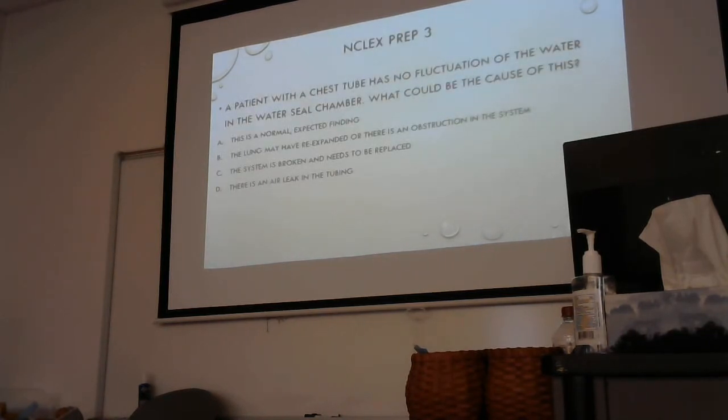The patient with a chest tube has no fluctuation of the water in the water seal chamber. What could be the cause of this? B. So D is the correct answer. This indication suggests that a possible reinflation of the collapsed lung or an obstruction could be one of the two, and all the other options are incorrect.